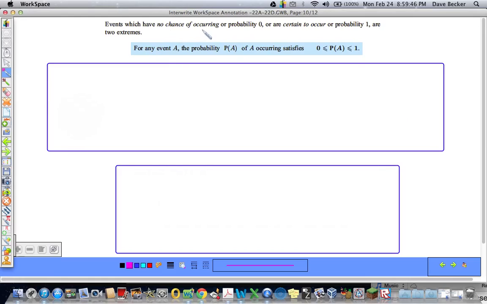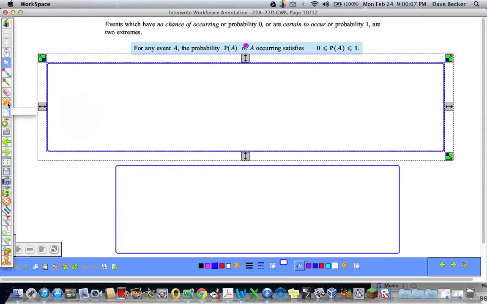Events which have no chance of occurring, or probability 0, or are certain to occur, or probability 1, are two extremes. Okay? So for any event, the probability will lie between 0 and 1, including 0 and 1. So let's take a look at a couple things here.